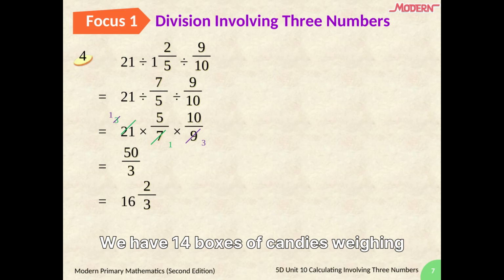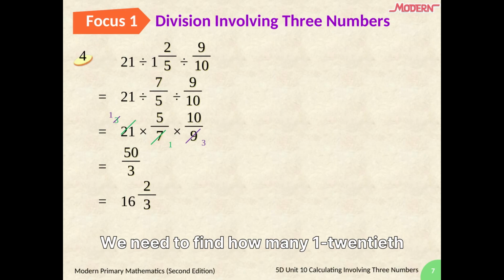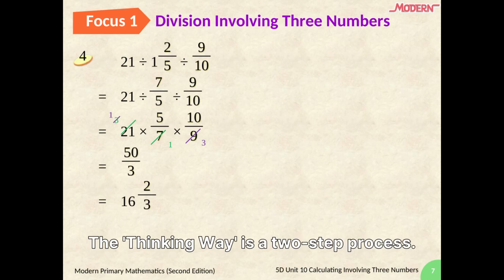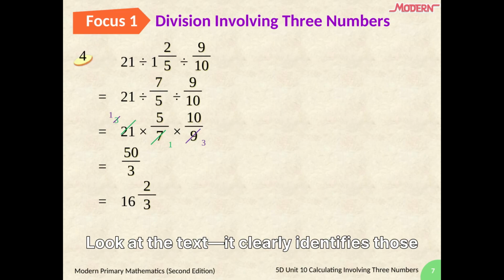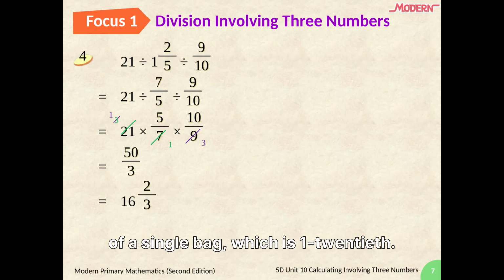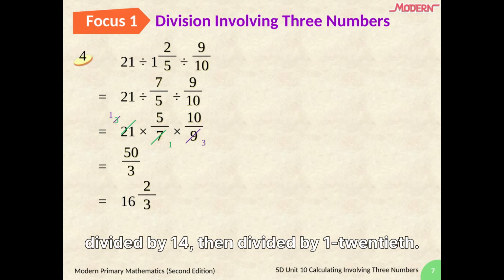Let's look at Exercise 1 on page 32. We have 14 boxes of candies weighing 11 1/5 kilograms total. We need to find how many 1/20 kilogram bags we can fill from just one box. The thinking way is a two-step process. First, find the weight of one box by dividing the total weight, 11 1/5, by 14. Look at the text. It clearly identifies those numbers. Once you have the weight of one box, you divide that by the weight of a single bag, which is 1/20. So our expression is 11 1/5 divided by 14, then divided by 1/20.